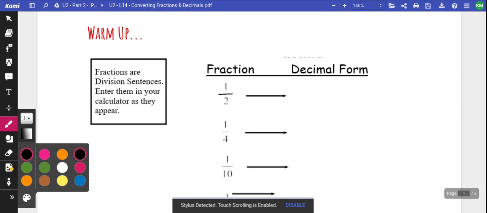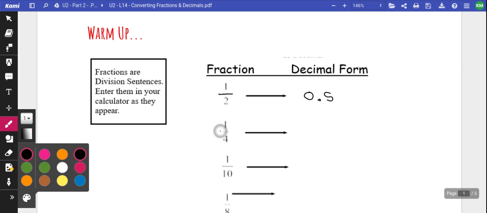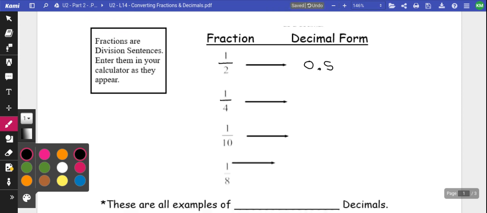If you have 1 over 2, that means 1 divided by 2, what does that become as a decimal? River? 0.5. 1 divided by 4 is? Yeah. 1 divided by 10. Good. And last one's a little bit trickier. 1 divided by 8.